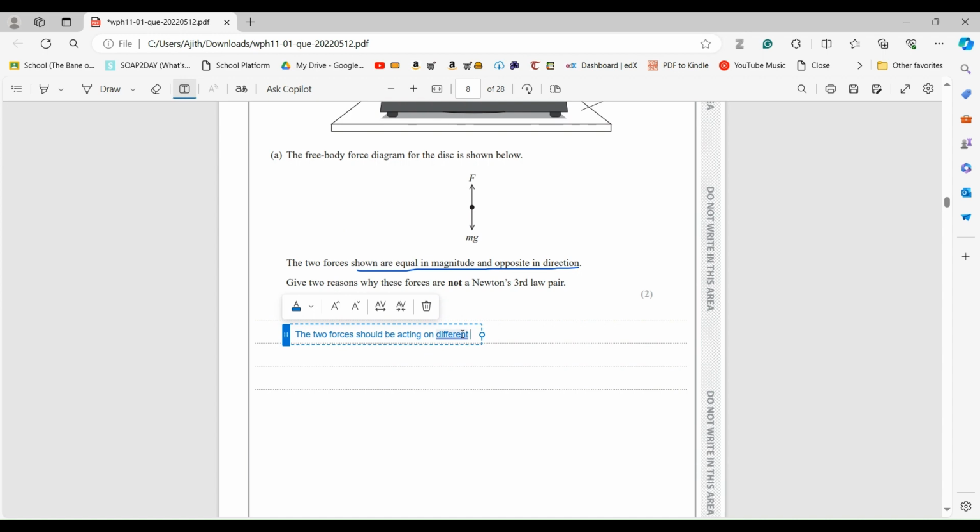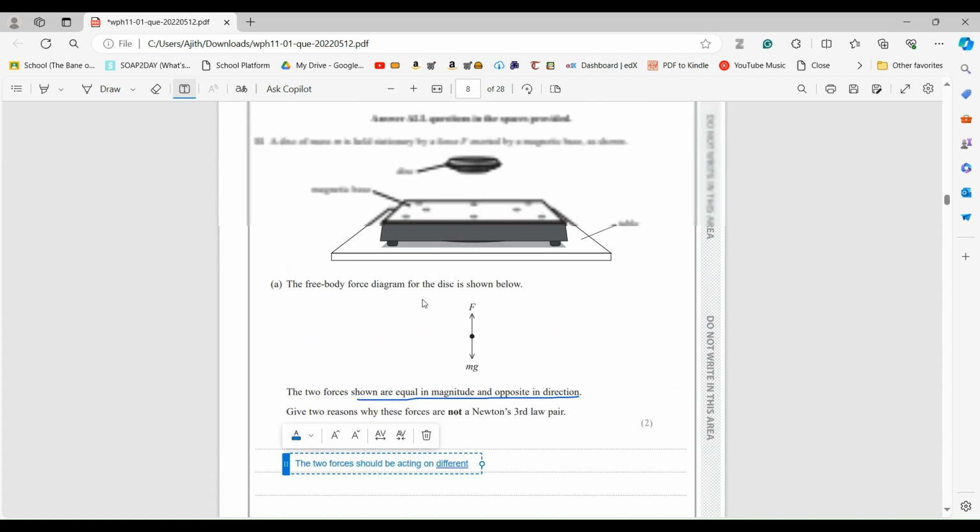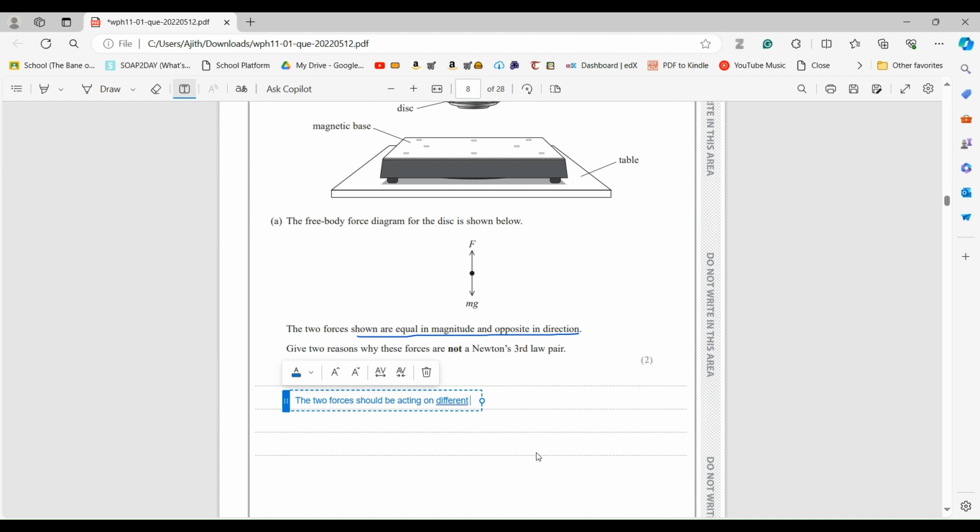The next condition is that both these forces should be acting on different objects. But when we see here, the two forces mg and F are acting on the same object. So what is the object on which these are acting? They are acting on the disk. Which means the second condition, that they should be acting on two different objects, is not satisfied. So that is one reason it cannot be a Newton's third law pair.